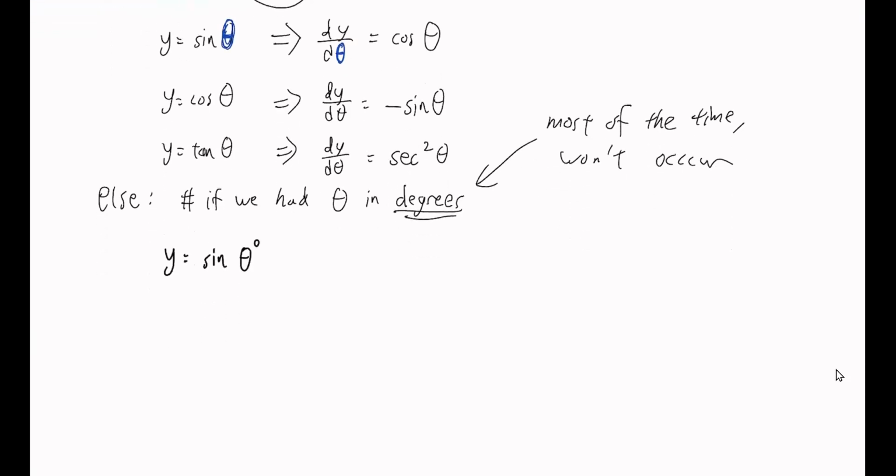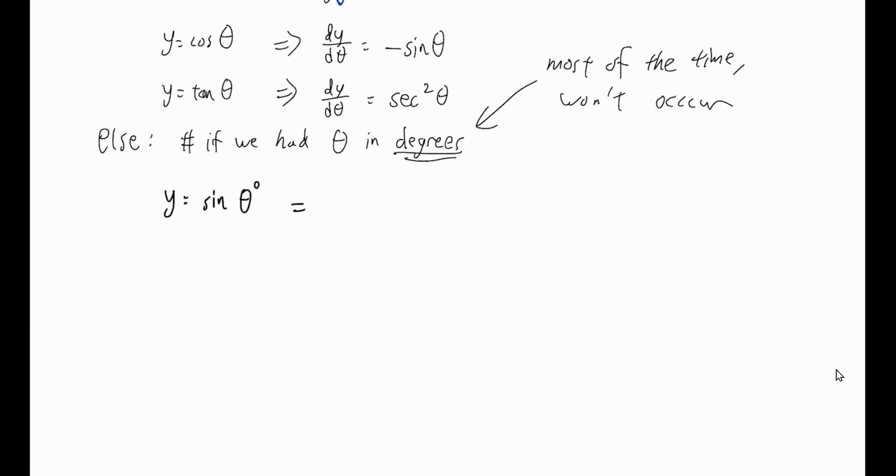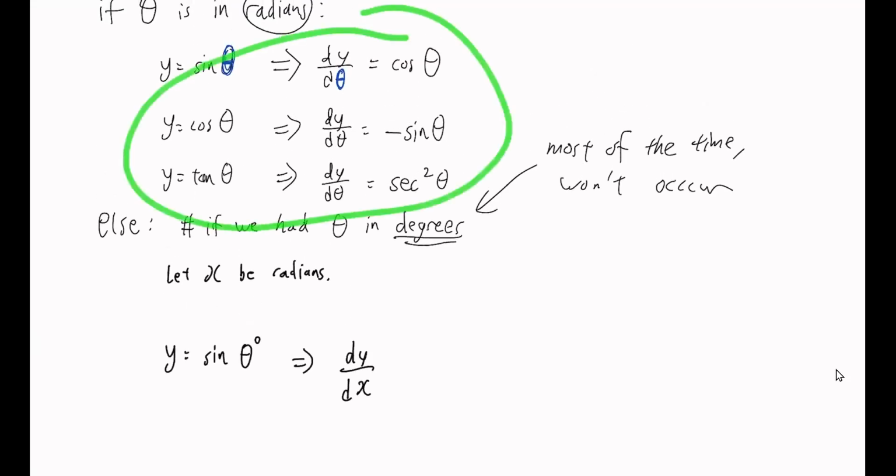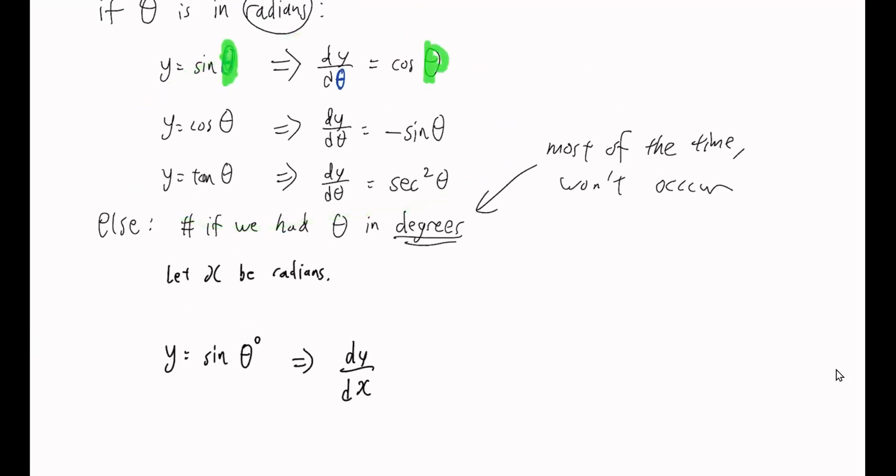What we need to do is to differentiate this with respect to radians. Okay, so let's say I use a different letter. Let's say I use x for radians. Then in this case, please take note that these formulas only work when theta, the angle inside, is in radians. Okay, it's in radians.